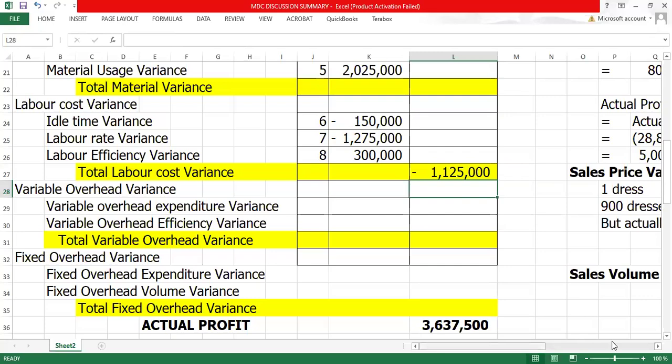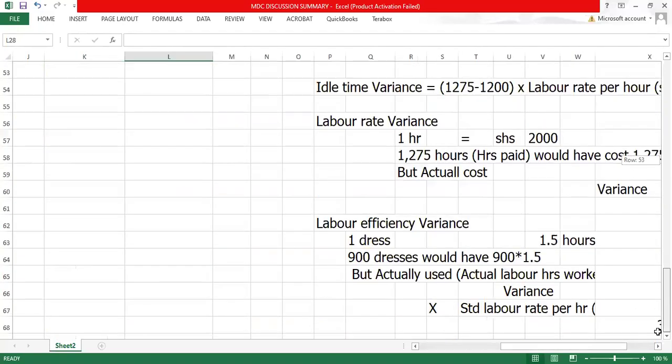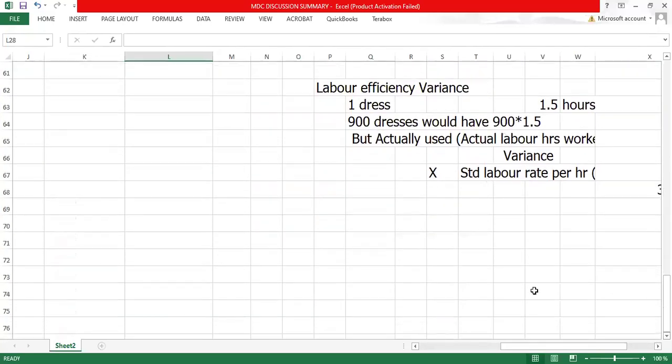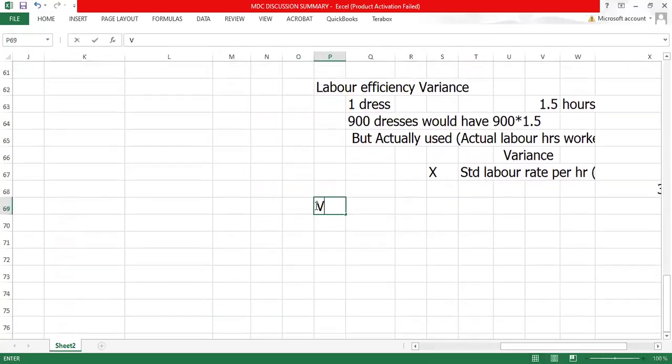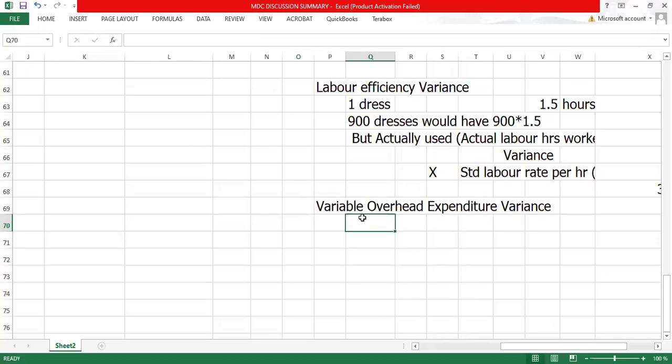So we proceed. Next is variable overhead. Variable overhead expenditure variance. How do you get this? Very easy.